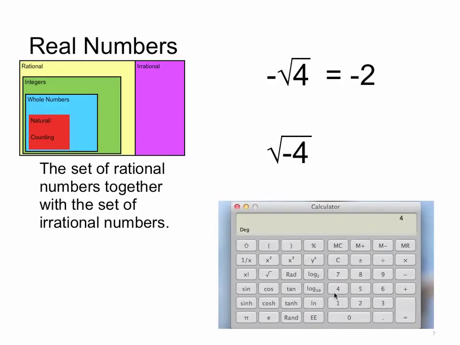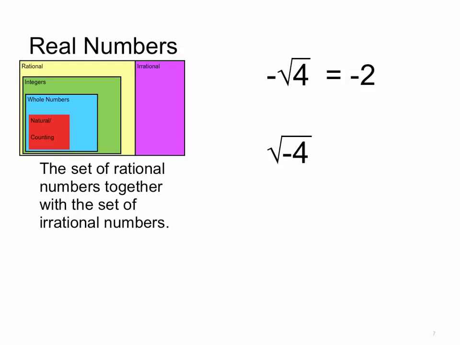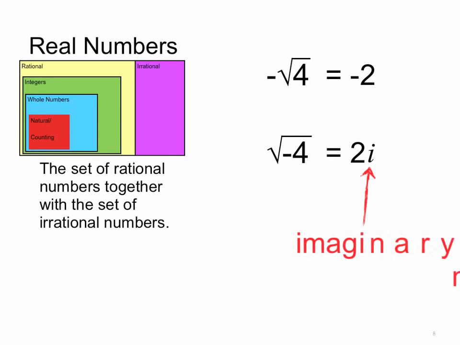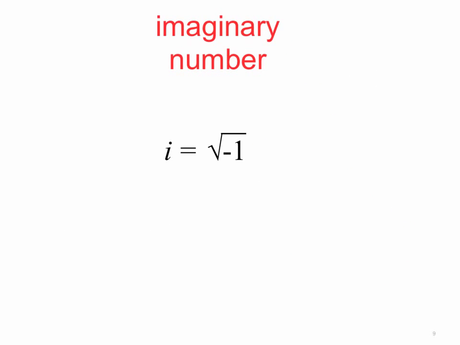However, if we put in the square root of negative 4, that is not a real number. The answer for that is actually 2i, i being an imaginary number. You're not going to be exposed to this till probably Algebra 2, so you don't need to know this for now. The reason why they came up with imaginary numbers is to deal with this issue, the square root of negative 1. So the imaginary number is addressing the issue of the square root of negative 1.